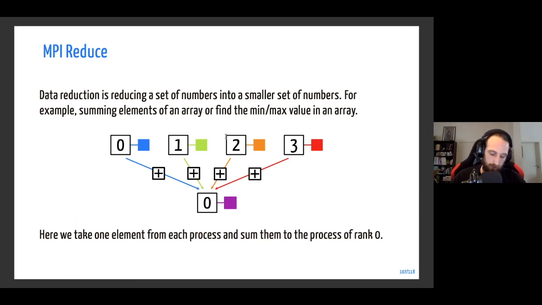So now we come to the point where we have to talk about the reduce operation. Data reduction is reducing a set of numbers into a smaller set of numbers. A sum is a very good example, or you find the minimum and maximum value for an array. So you have a big chunk of data, and at the end, you end up with only one value if you do the sum of the elements of an array. The same applies for a min or max. You just get one value at the end of the operation on your data set.